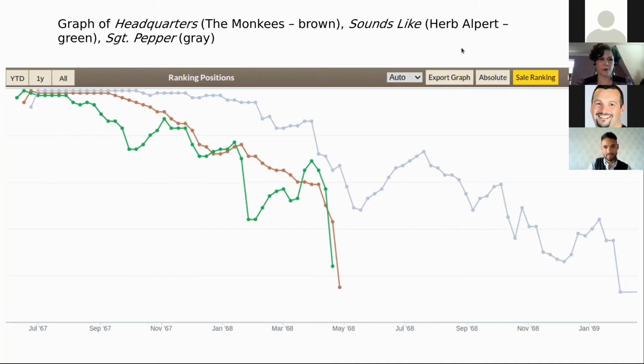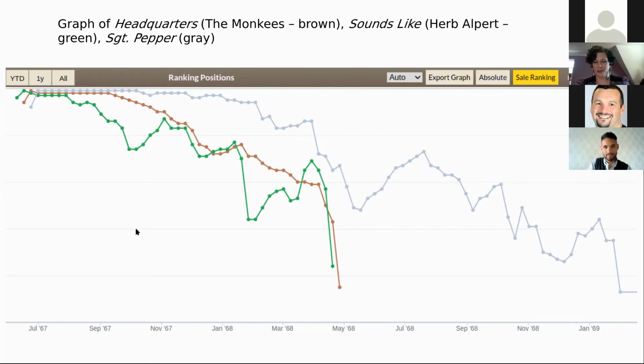At the time, Sgt. Pepper, this gray line here, I hope you can see my mouse cursor, it actually opened at number 9, I think, in the US. So this is the Billboard Top 200. And then it went up to #1, of course, and stayed there for a long time. So this is against the other top two albums that were out at the time, which are the Monkees and Herb Alpert and the Tijuana Brass, which is a, sorry, I'm having the names of things escaping me. I'm terrible at names. So you can see Sgt.